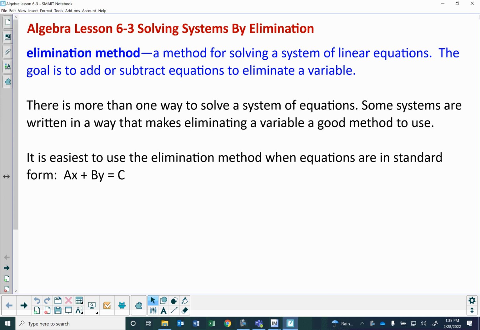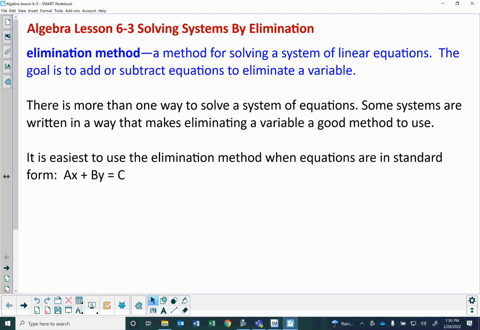This is Algebra Lesson 6-3, Solving Systems by Elimination. The elimination method is a method for solving a system of linear equations. The goal is to add or subtract equations to eliminate one of the variables, hopefully. Now, there's more than one way to solve a system of equations. Some systems are written in a way that makes eliminating a variable a good method to use.